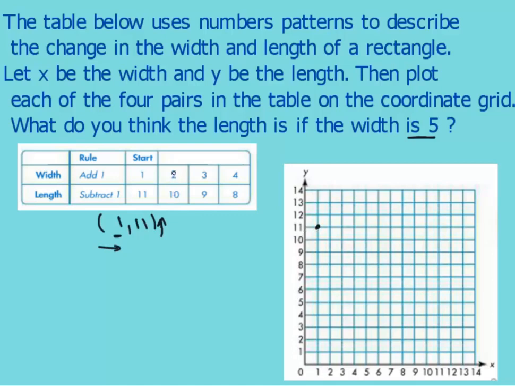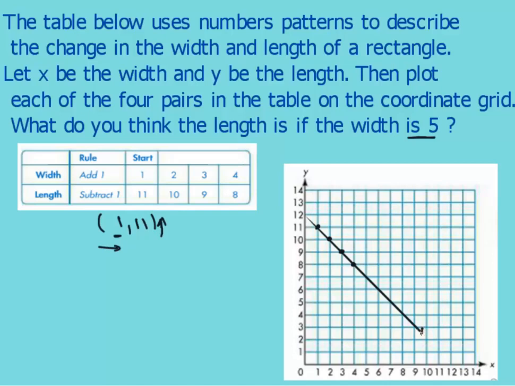Then the second coordinate is 2 and 10. In the same way, I will move 2 steps, then 10 steps up. It's 10. Then 3 and 9. 9 is here. Then 4 and 8. 4, then up until I find 8, or I can move up 8 steps. Then I can use a line to join all of these points together. Look here, I can join these 4 points using a line.